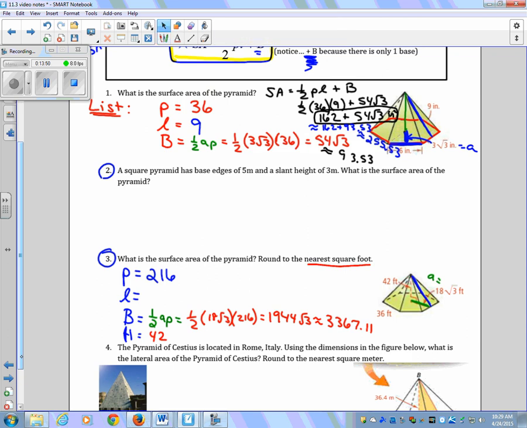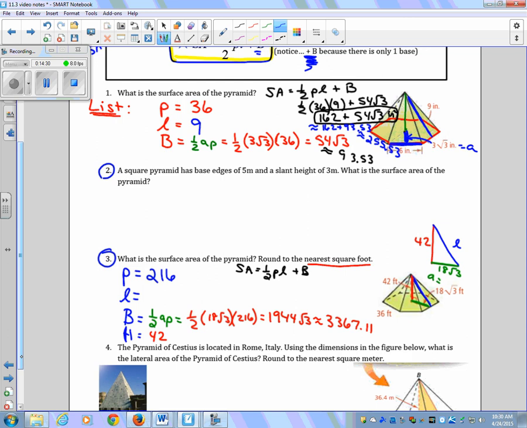Okay, so we have this problem that we don't have the slant height, and we need it for our surface area formula, 1/2 PL plus B. Well, we have everything else. We have B, we have P, we know 1/2, but we don't have L. We don't have that slant height. This is where that hidden triangle is going to help us. Okay, so I'm going to redraw the triangle here. That's 42, it's the height. This is the apothem, 18 root 3. And this is the slant height.